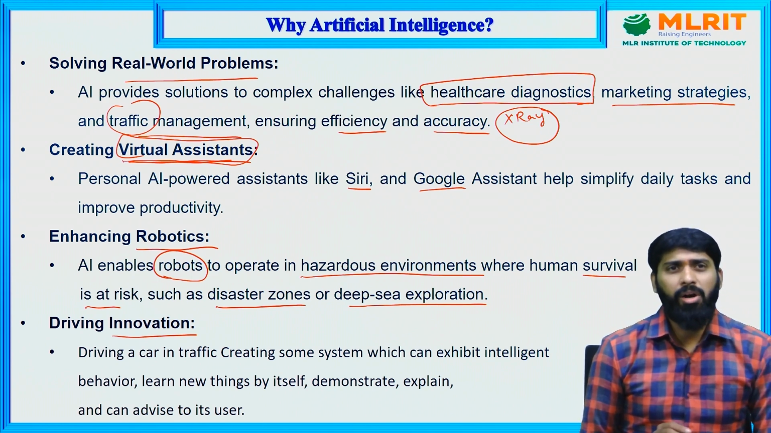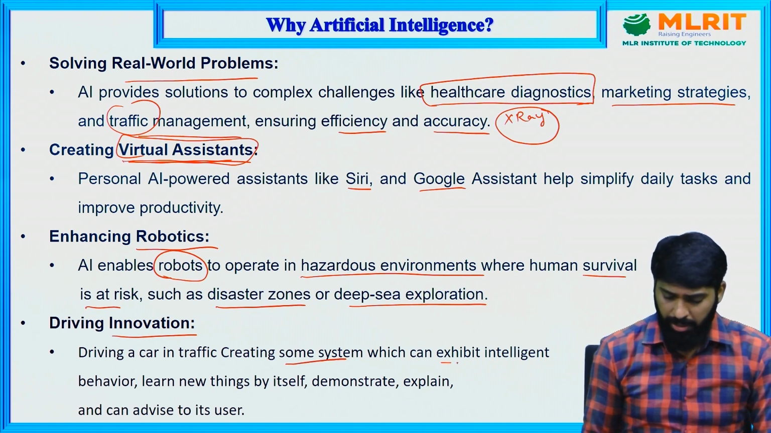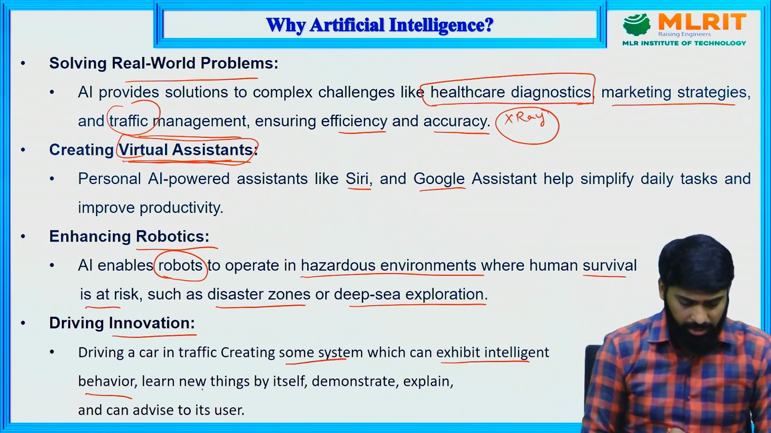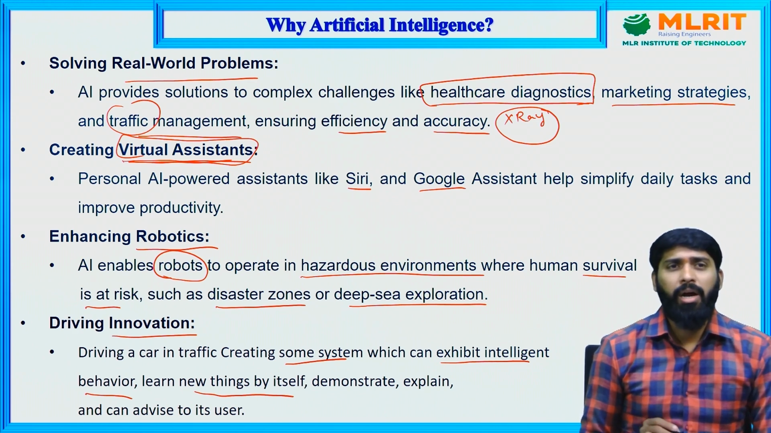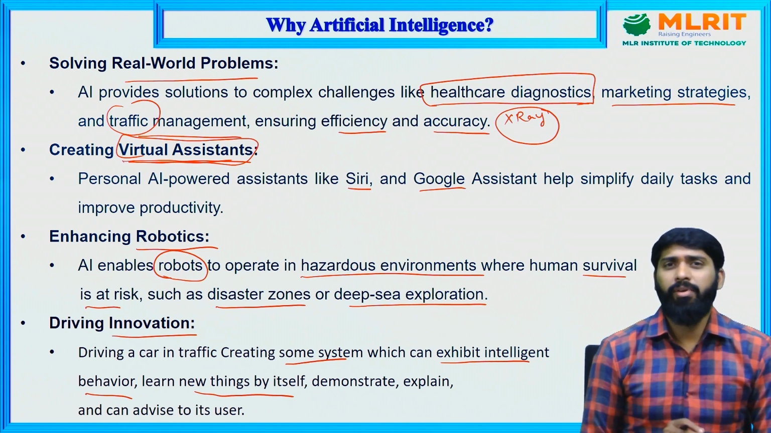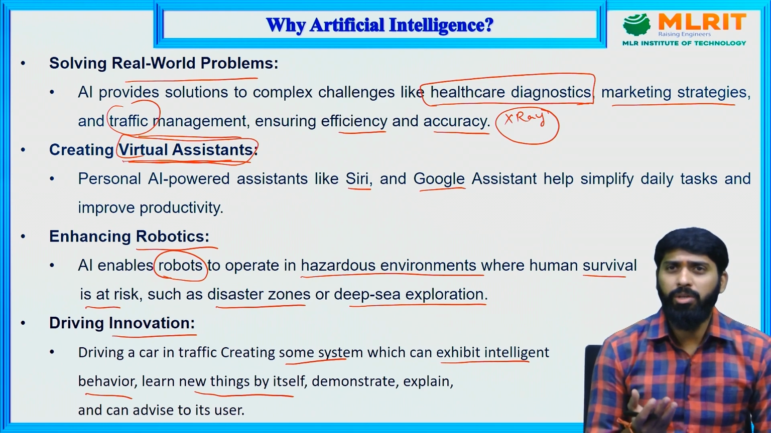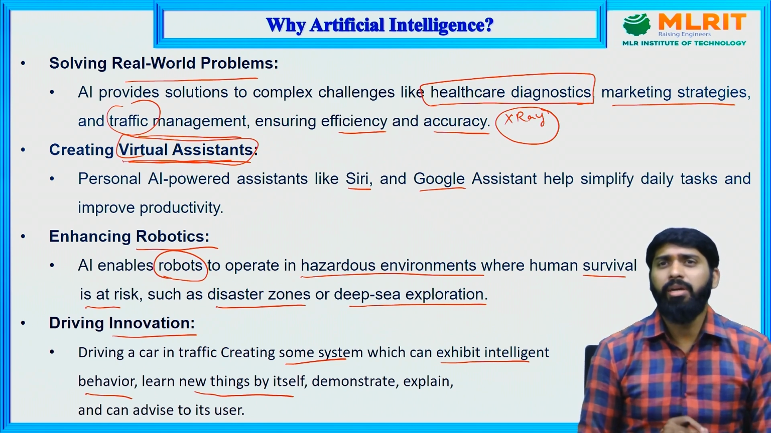Okay. Another one is driving innovation. So driving a car in traffic, creating some system which can exhibit intelligent behavior, so learn new things by itself, demonstrate, explain, and can give advice to its user. Now, if you observe autonomous cars, they can self-learn. They can understand new things. So based on the new things, they will adopt the knowledge, and based on the knowledge, they can act. These are some of the aspects of why we need artificial intelligence.